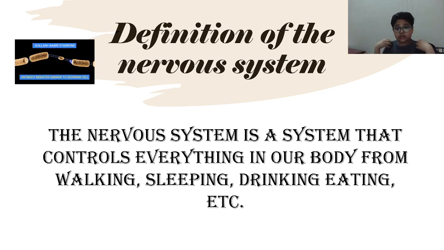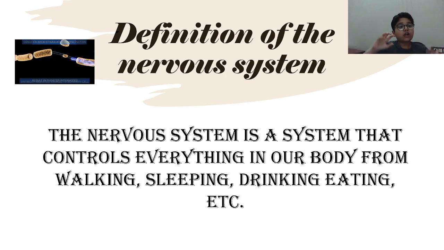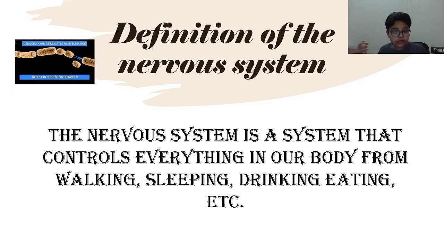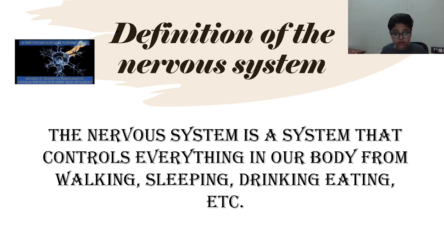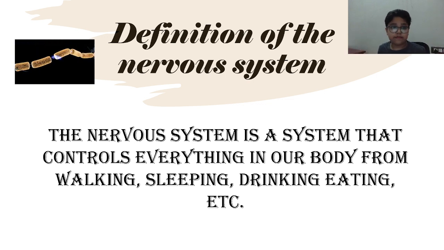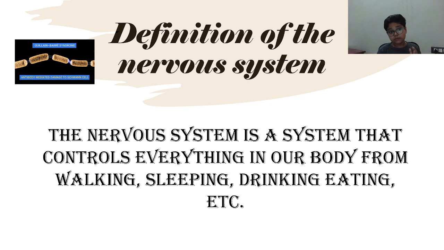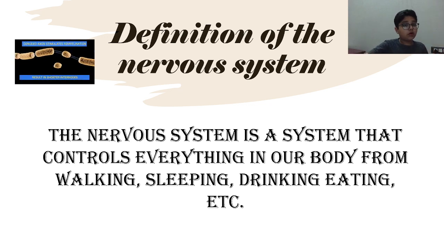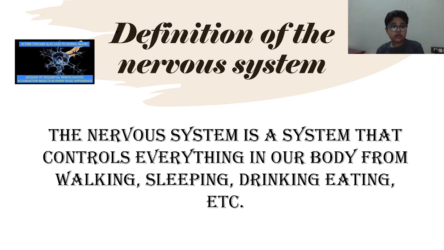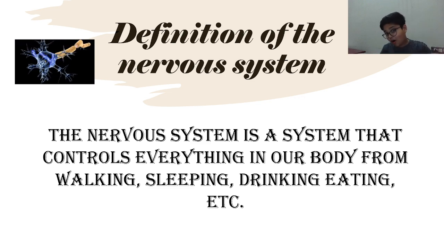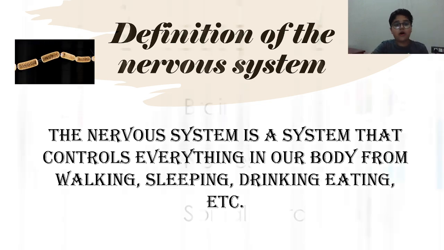That's why the nervous system is a system that controls everything in a body, from walking, sleeping, drinking, eating, speaking, teaching. Everything happens because of the nervous system. That's why the nervous system is very important for the body. It is one of the 12 systems in a body. So we should know all the 12 systems because they're very important, and I am going to teach you all. So let's now move on.